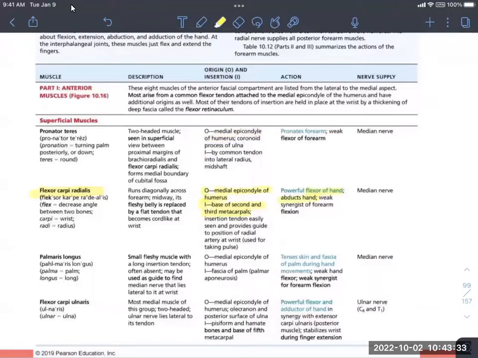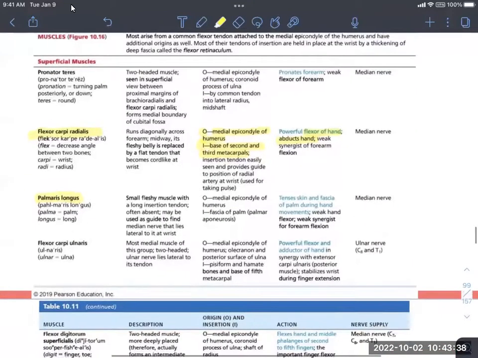Palmaris longus originates at the medial epicondyle of the humerus. It is going to insert at the palmar aponeurosis. Palmaris longus is a weak hand or wrist flexor. Flexor carpi ulnaris. It originates at the medial epicondyle of the humerus. If you're noticing something, the flexors are coming from that medial epicondyle. It inserts at the base of the fifth metacarpal. It will flex and abduct your hand.